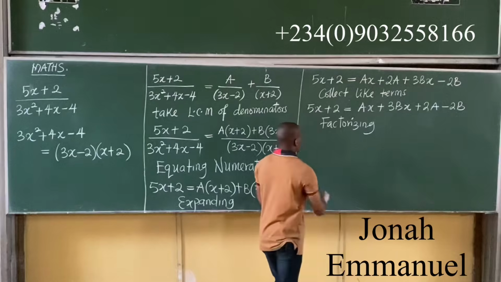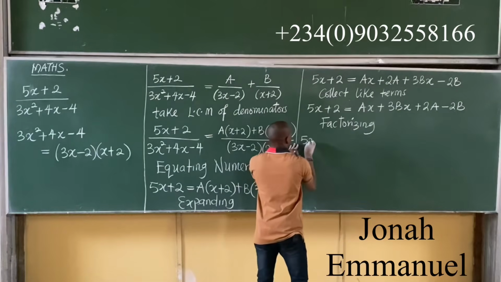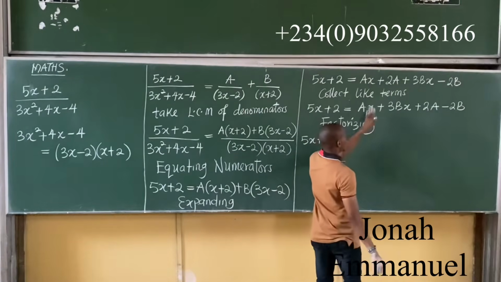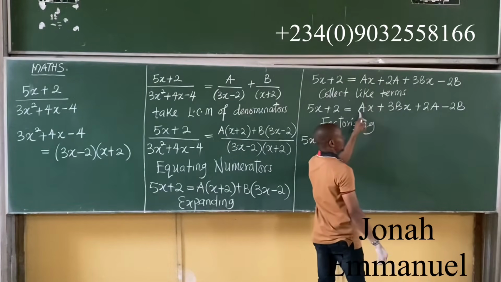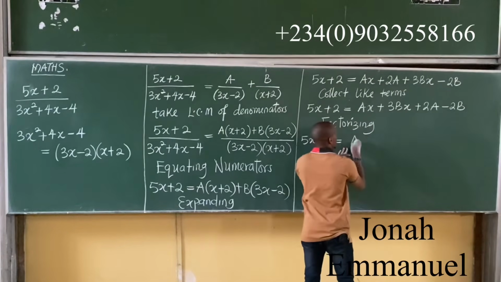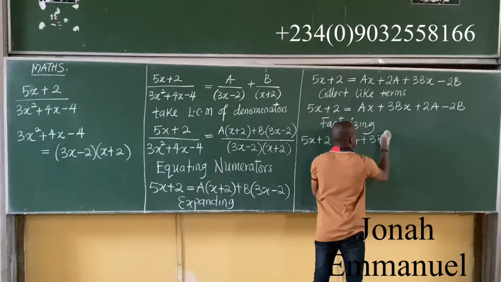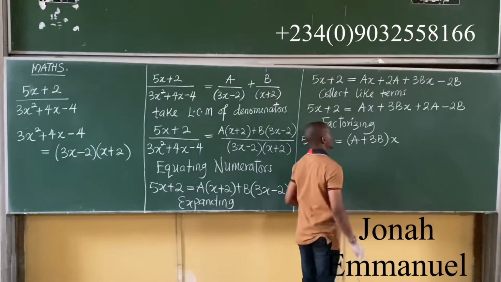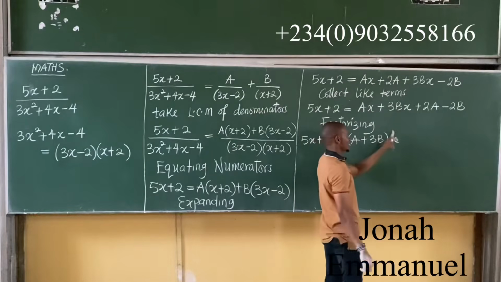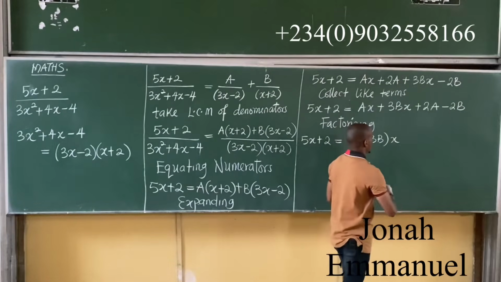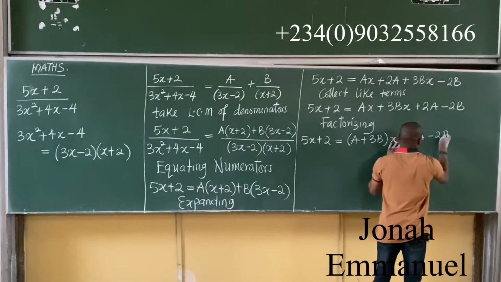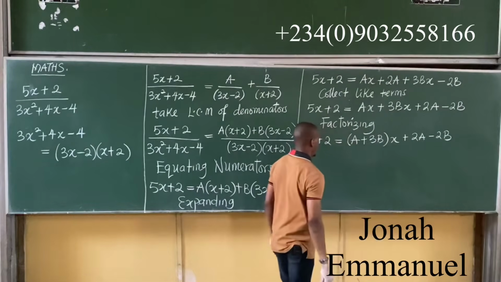Factorizing, this will give 5x plus 2 being equal to, if I take out x here, I'm left with a. Take out x here, I'm left with 3b. That becomes a plus 3b into x. So a times x is ax, 3b times x is 3bx. Next up I have plus 2a minus 2b. So I have this. Alright.